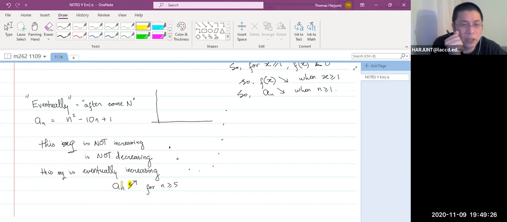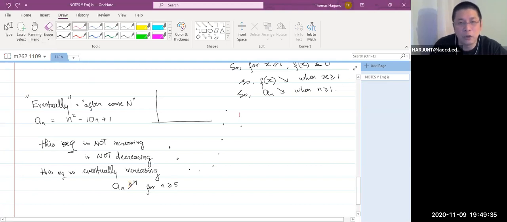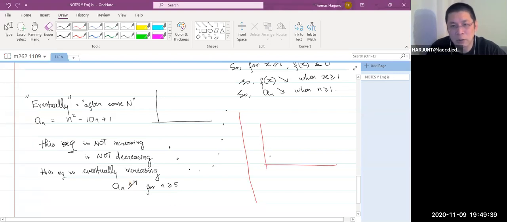Now, likewise, when we say eventually decreasing, you may have a sequence that looks like this, like at the beginning it goes up, and then eventually it goes down. Now this is eventually decreasing. The phrase eventually decreasing means the following. After some positive integer n, the sequence is going down. In other words, it doesn't start from 1, but it starts from some term greater than the first term.